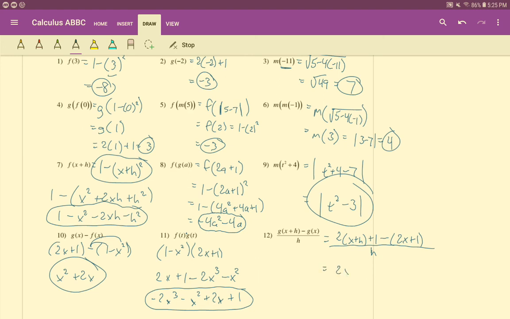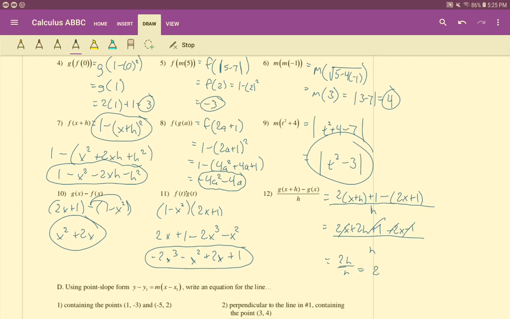So distribute and combine like terms. So we'll get 2x plus 2h plus 1 minus 2x minus 1 all over h, and then what cancels? The 2x's go away, the 1's go away, we'll have 2h over h, and we'll say then that's equal to 2. Now, be careful here, right? Those h's cancel, comma, h not equal to 0. Okay, because again, if I put a 0 in for h here, that's going to give me an indeterminate form, 0 over 0. If I put 0 in for h here, well, there's no h, this is a 2. So be careful. These two things are equal only as long as h is not equal to 0.